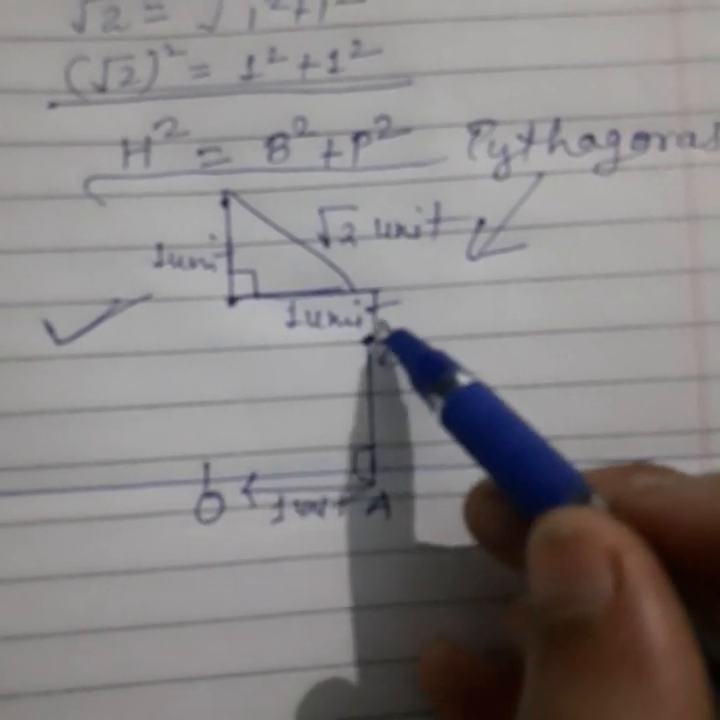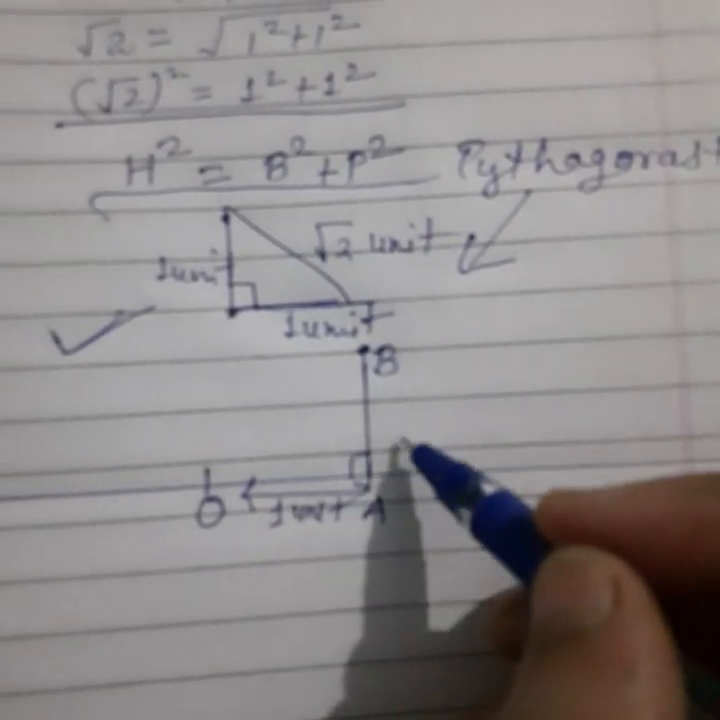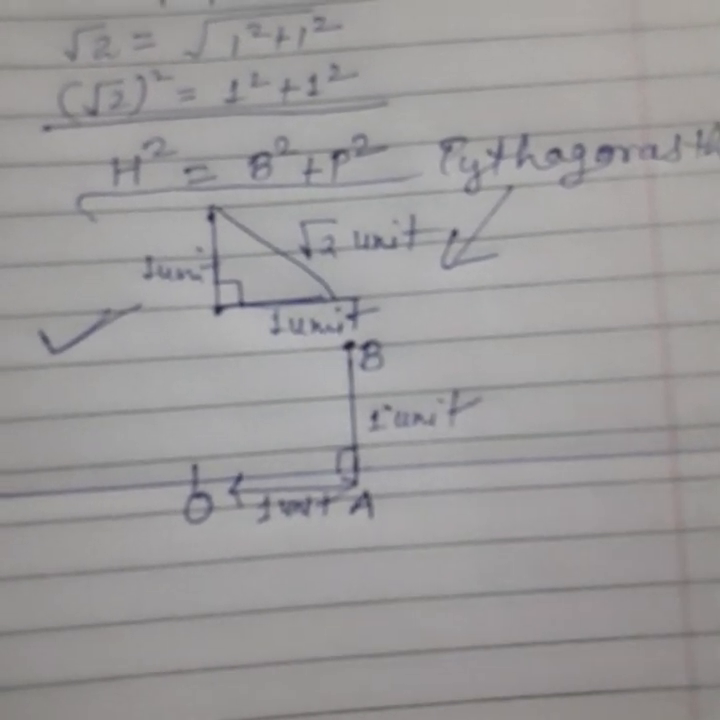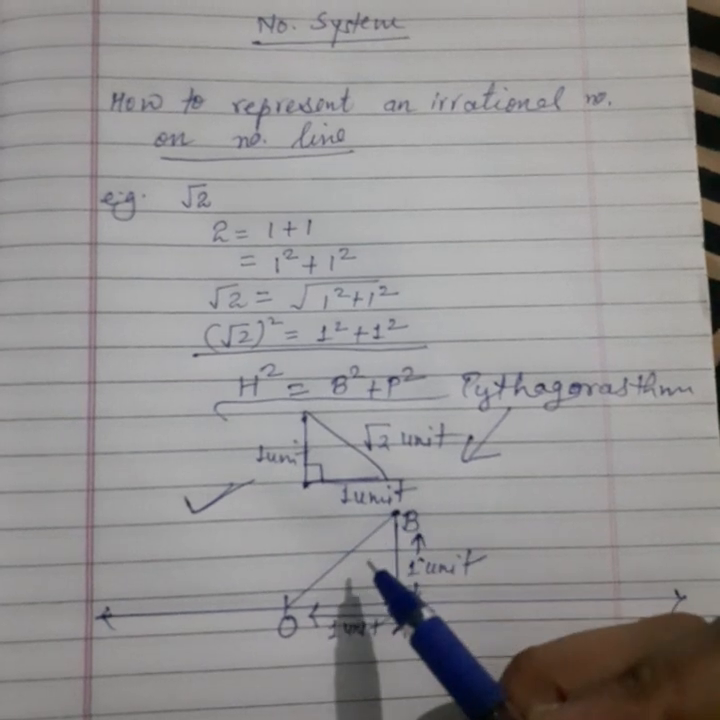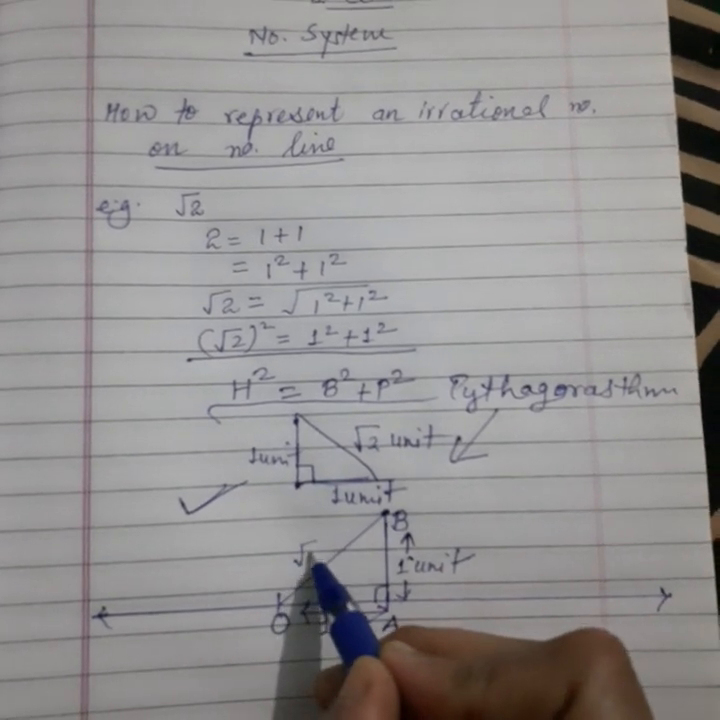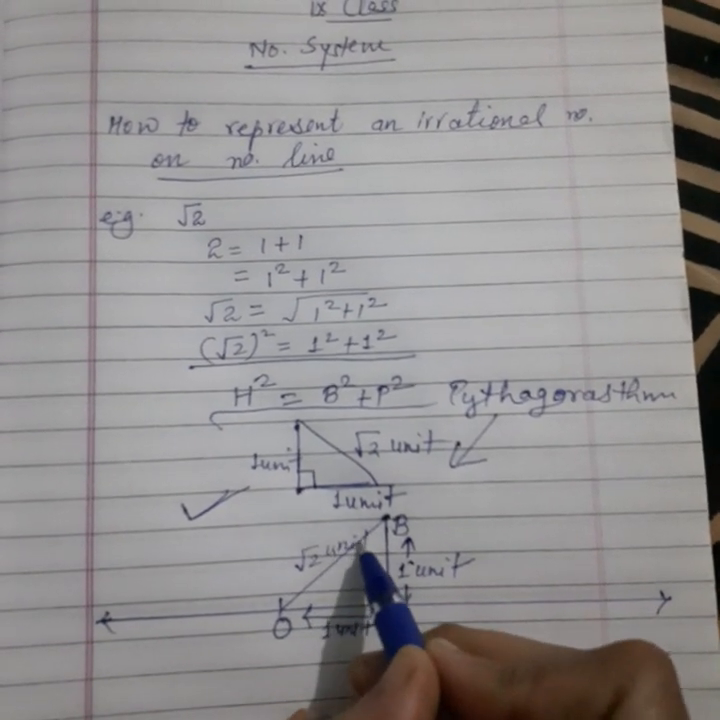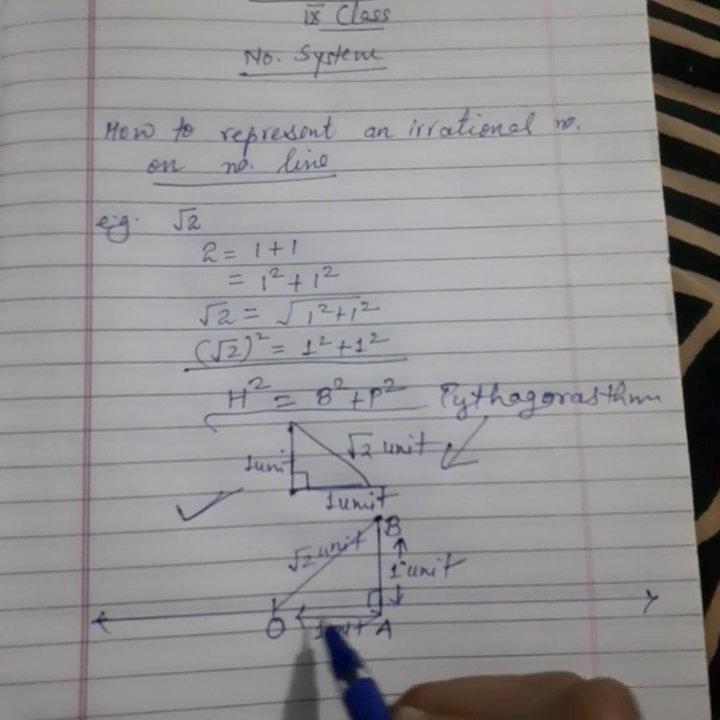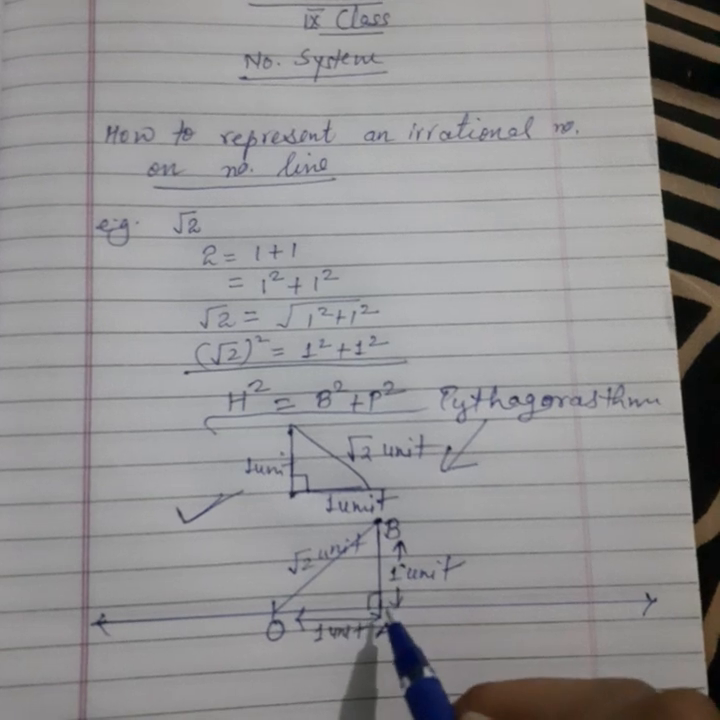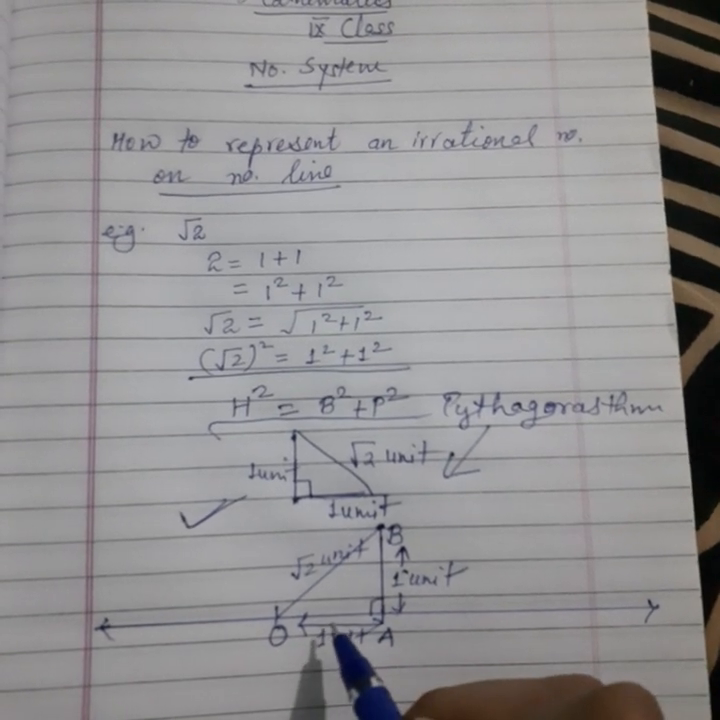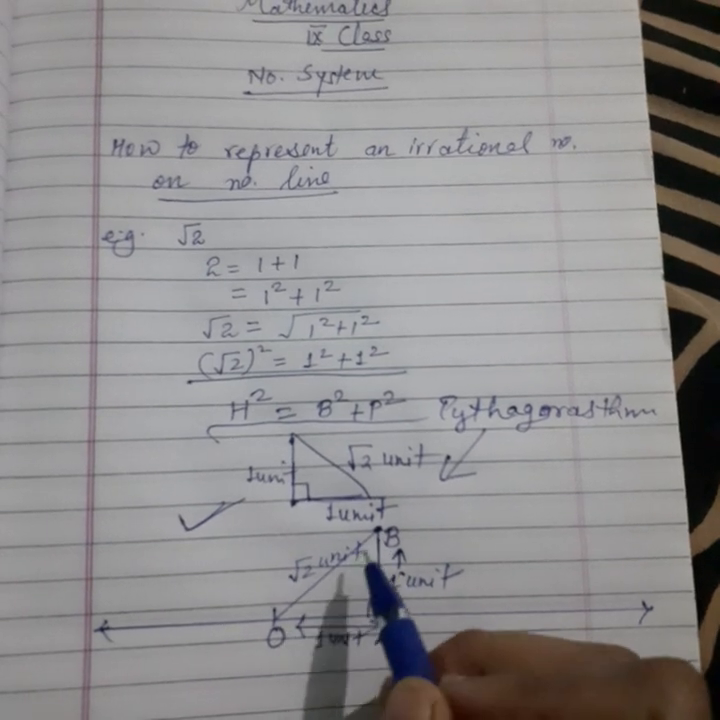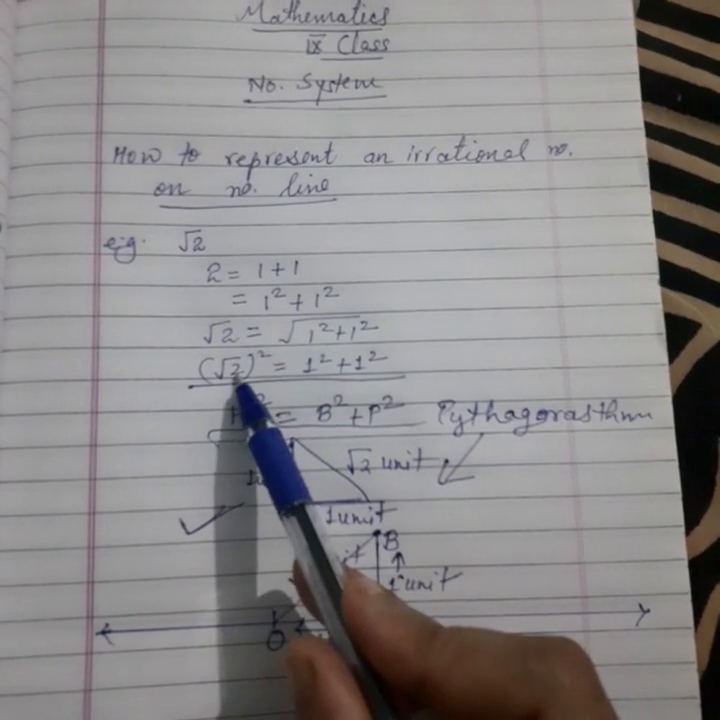Now join OB. This AB is also 1 unit. So on joining OB, you will find that it is your under root 2 unit. How is it under root 2 unit? Because of the Pythagoras theorem. Because here OA is base, AB is perpendicular, and by using base square plus perpendicular square, you will get hypotenuse, and hypotenuse length is under root 2.